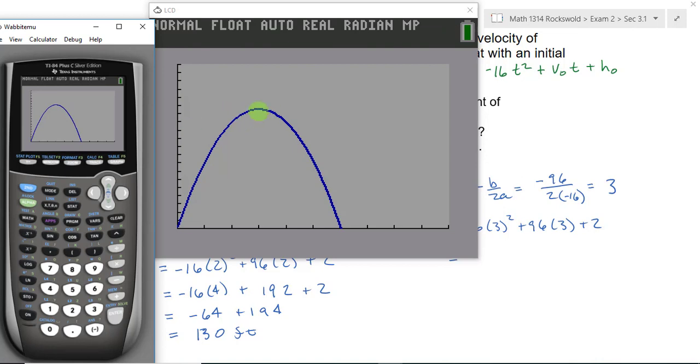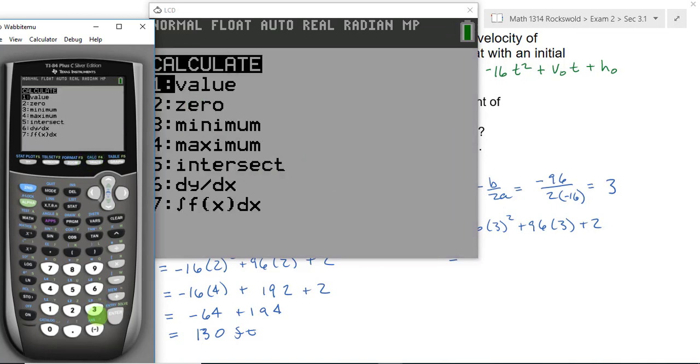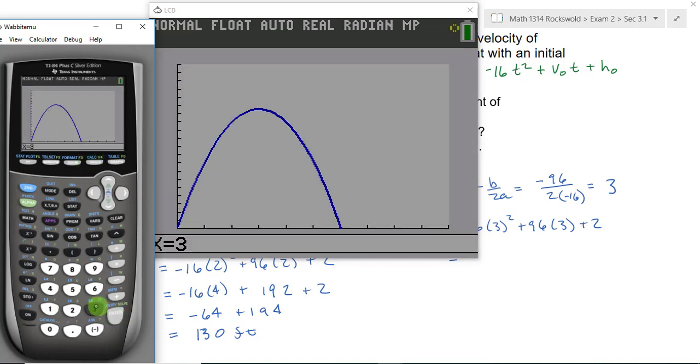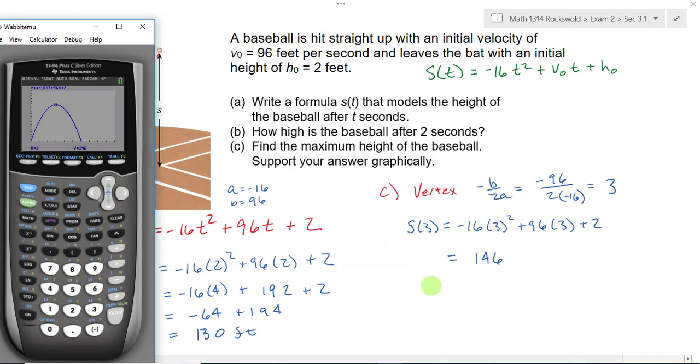Okay. To find that maximum height right there, one way I can do it is I can hit second, calculate, and I already know the x value is going to be 3. So I just put in a 3 for x, and I get my maximum height is 146. And here's my graphical support.